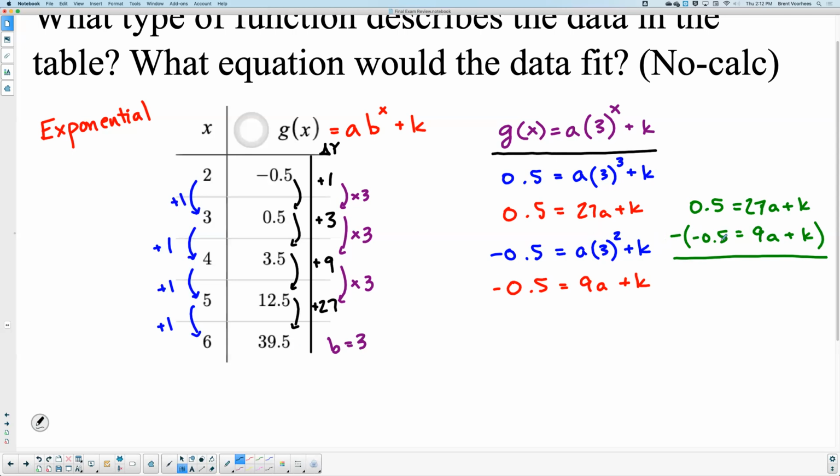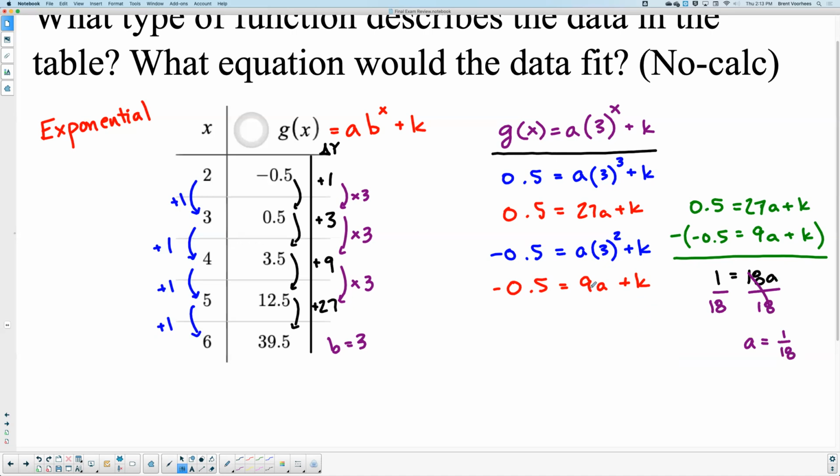This is a negative of a negative. So what do I do with that 0.5? Add it. What's 0.5 plus another 0.5? 27 minus 9. 27a minus 9a's. 18a. And so what does a actually equal here? One over 18. I agree with you. A is 1. Whoops. A is 1 over 18.